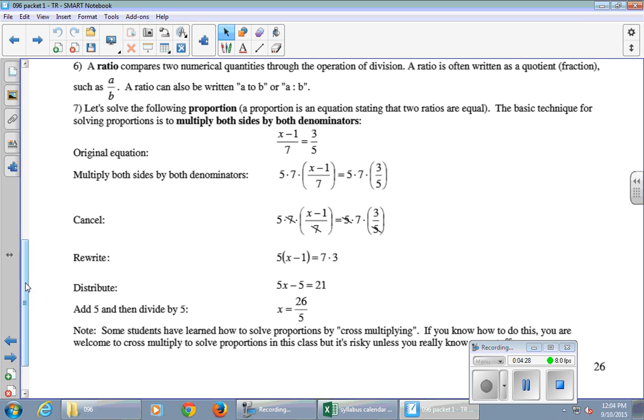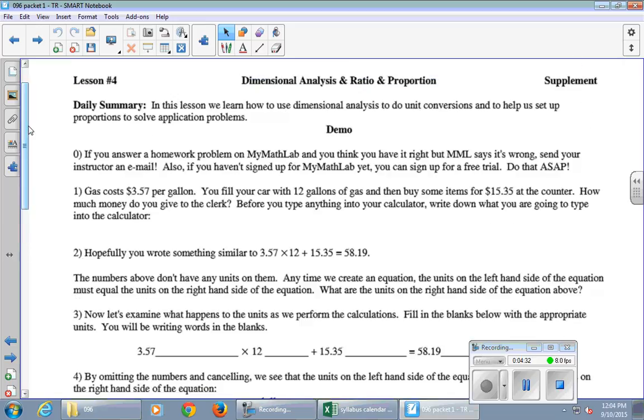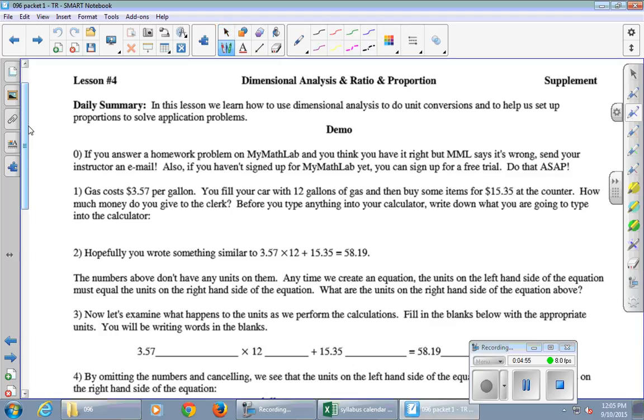All right, on page 26, jumping up here to the top. In this lesson, we learn how to use dimensional analysis to do unit conversions and to help us set up proportions to solve application problems. Just a reminder, I think we saw this last class. If you answer a homework problem in My Math Lab and it says you're wrong and you look at the answer and it looks the same as your answer, just send me a quick email. I can take a look at it. Don't go crazy trying to figure out what the difference is between these two things that you think look exactly the same.